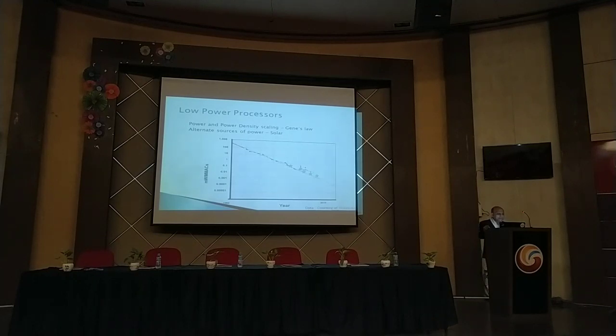You will realize that there is an exponential improvement. The curve is a logarithmic curve, so it's a straight line in the semi-log plot, which means actually it's an exponential improvement that has happened. So the power dissipation has been brought down exponentially over the years.